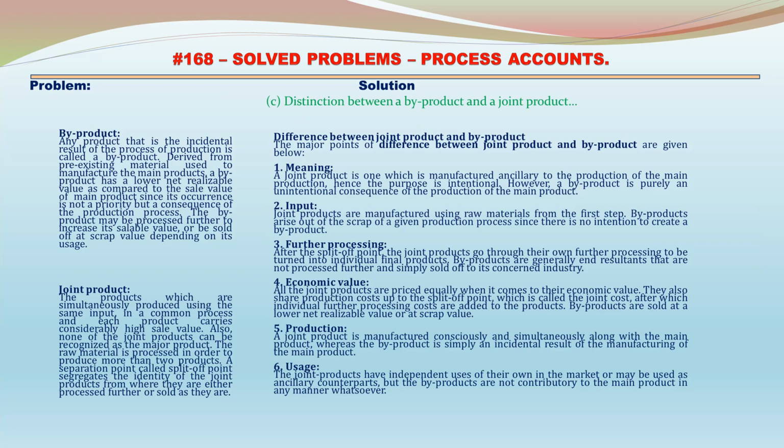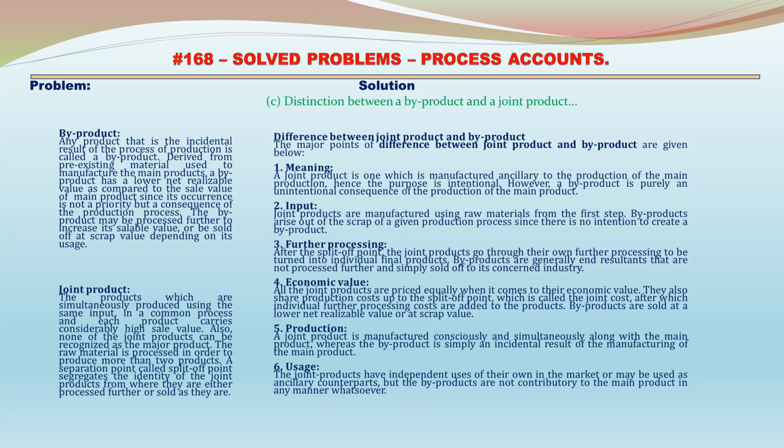Byproduct. Any product that is the incidental result of the process of production is called a byproduct. Derived from the pre-existing material used to manufacture the main products, a byproduct has a lower net realizable value as compared to the sale value of the main product, since its occurrence is not a priority but a consequence of the production process. The byproduct may be processed further to increase its saleable value or be sold off at scrap value depending on its usage.